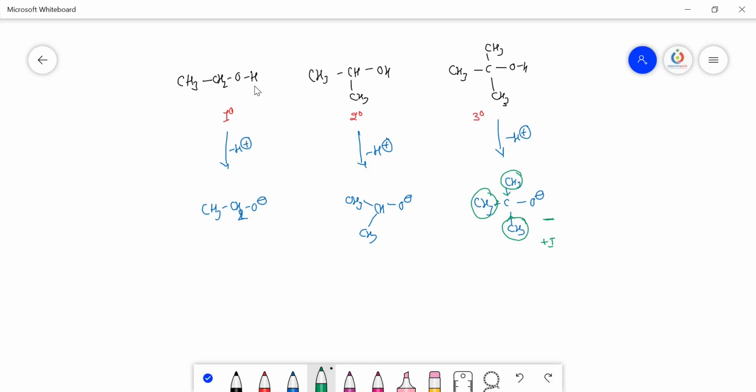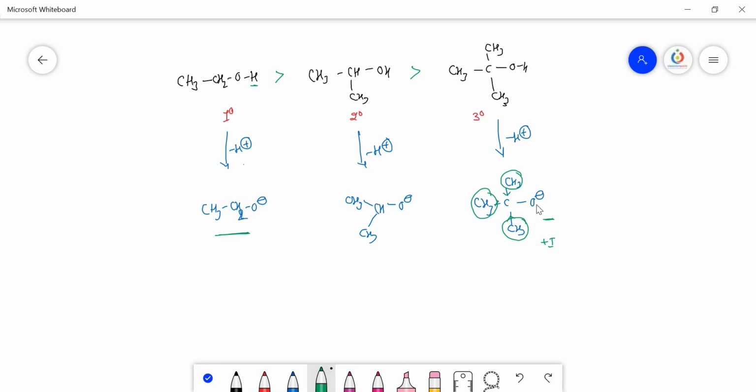Primary alcohols, after the loss of the H plus, form their respective alkoxide ion, which is more stable than the secondary alcohols' alkoxide ion, which is more stable than the tertiary alcohols' alkoxide ion. So that is the reason why primary alcohols are stronger in acidic nature than the secondary alcohols. Secondary alcohols are stronger acids than the tertiary alcohols.